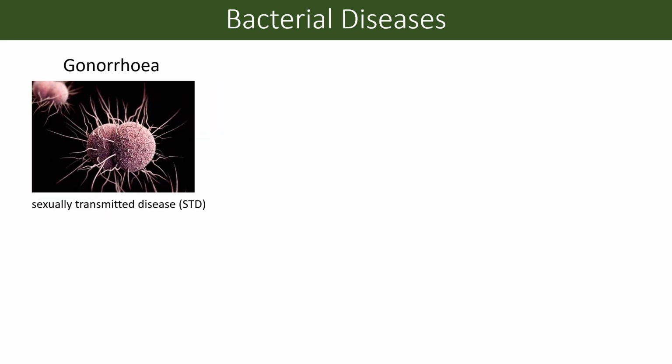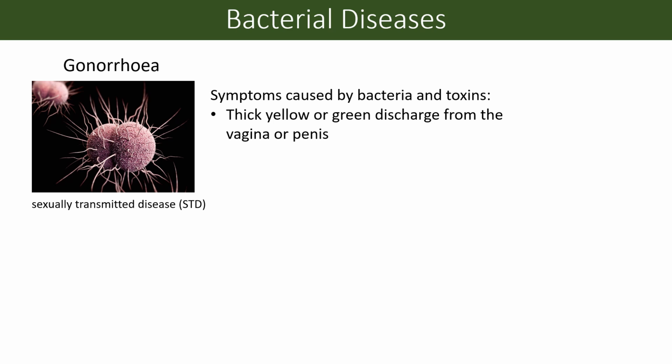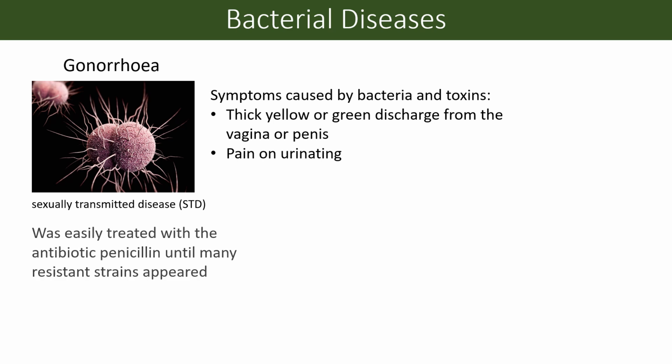The second bacterial disease is gonorrhea. This is a sexually transmitted disease. And gonorrhea, again, is caused by bacteria, which release toxins, and this can cause the following symptoms. So thick, yellow or green discharge from the vagina or penis, and pain on urinating. Now, because it's a bacteria, we can treat it with antibiotics.